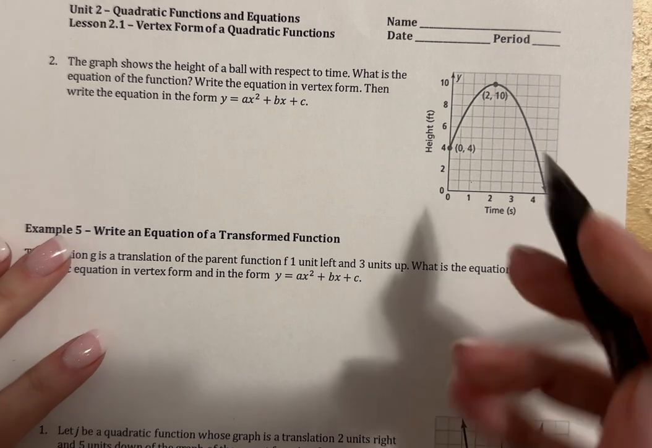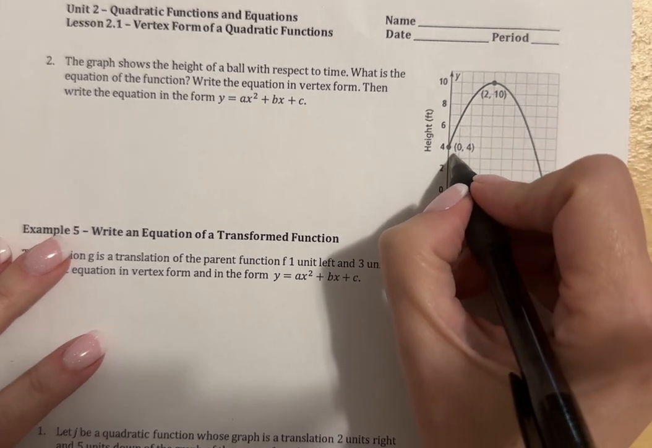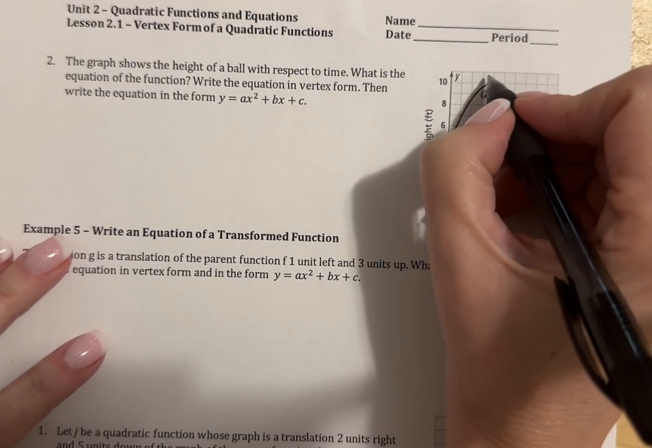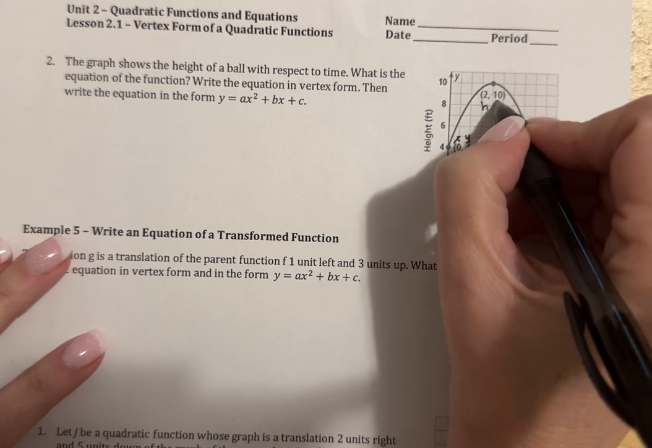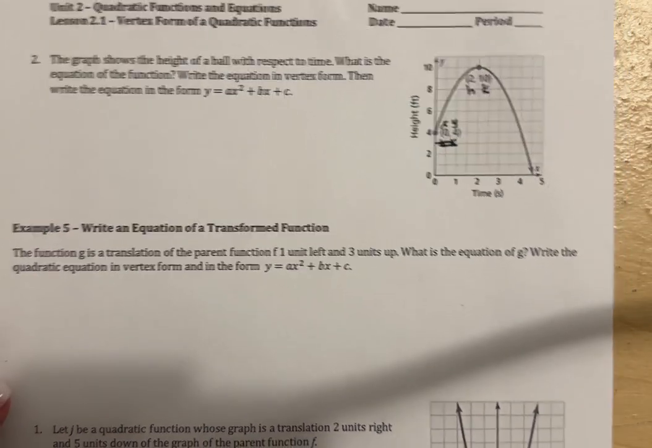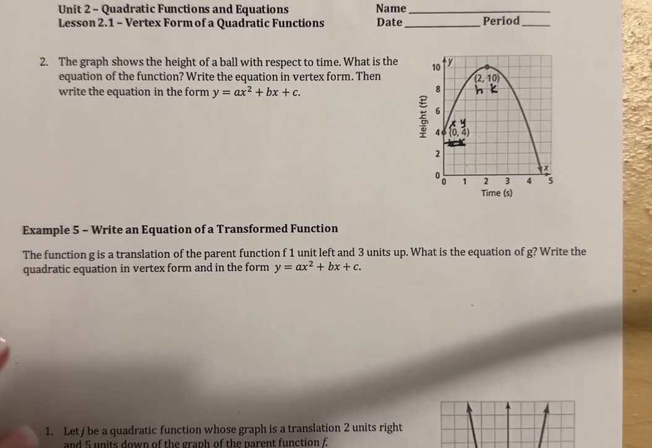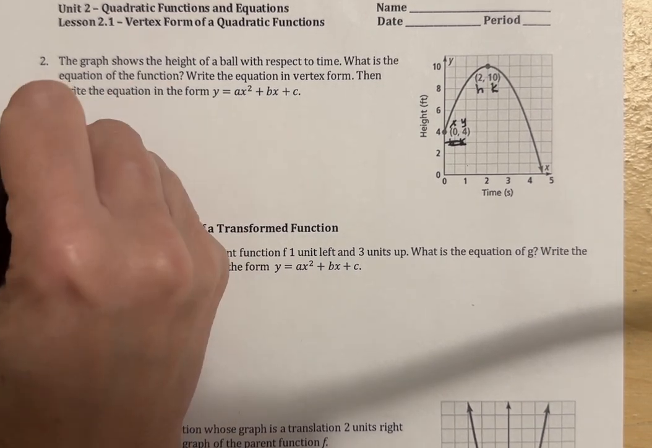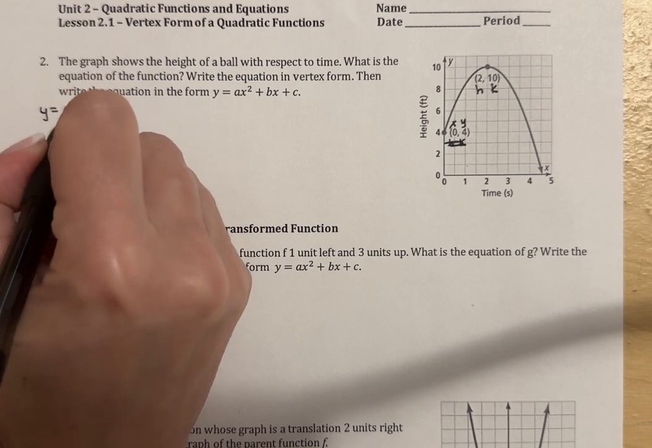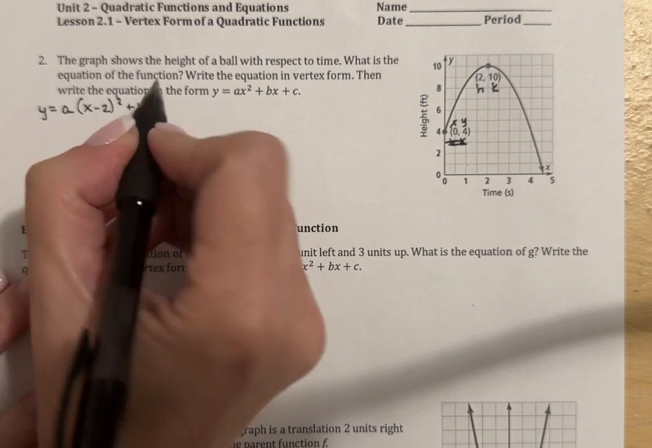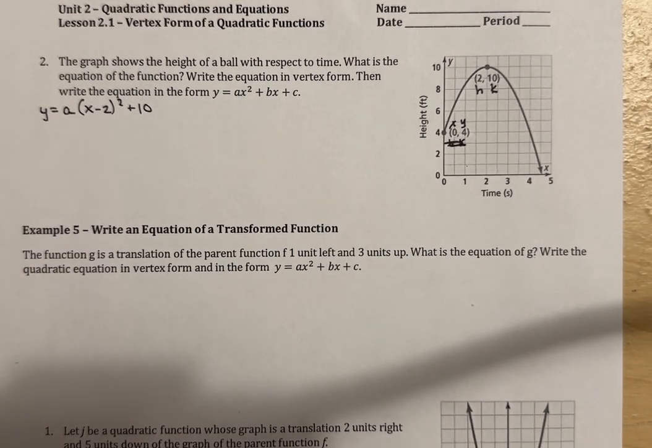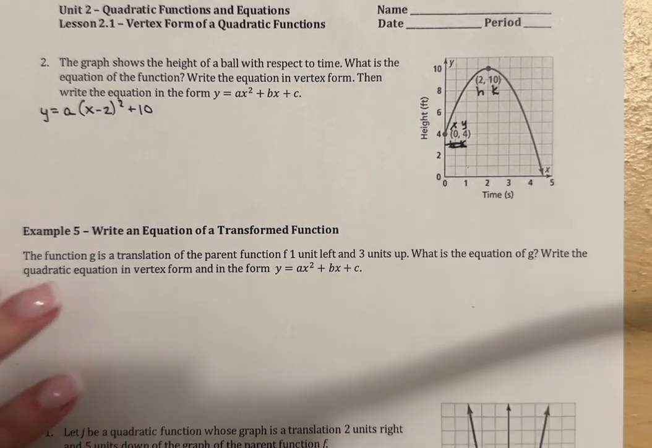Okay, so looking over at your problem, that's my h, that's my k. Oh, nope. That's my x, that's my y, that's my h, that's my k. Much better. So just like we did last time, we're going to start by filling in our equation into vertex form. So I have y equals a times x minus 2 squared plus 10. Just like last time, we don't know what a is, so this is where we're going to use our intercept.